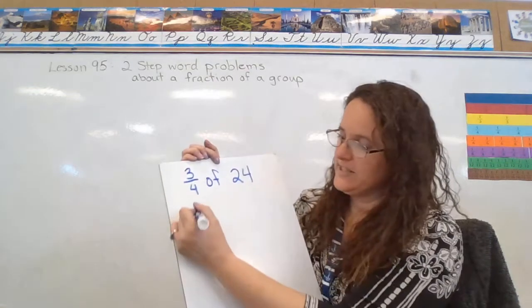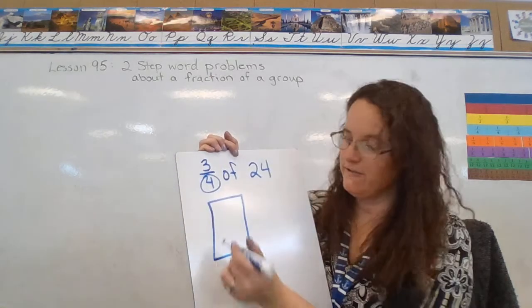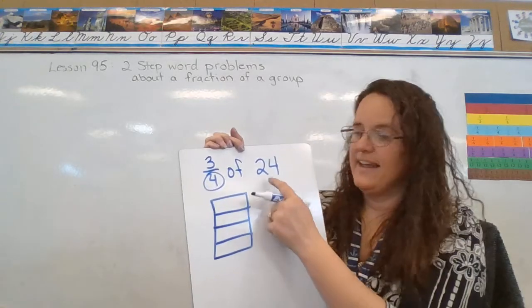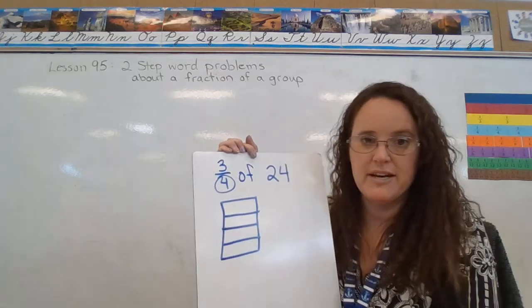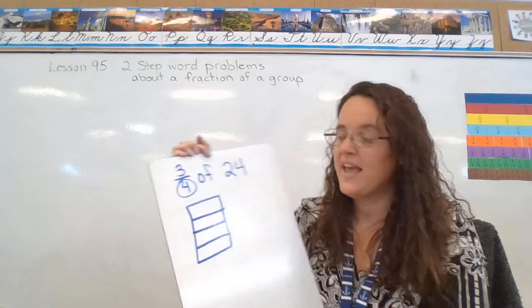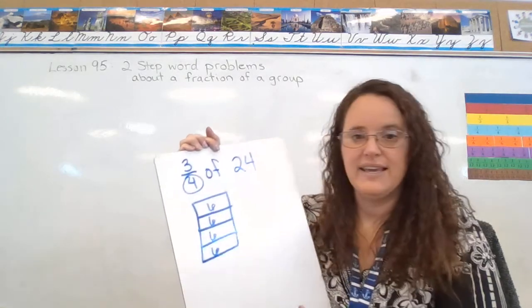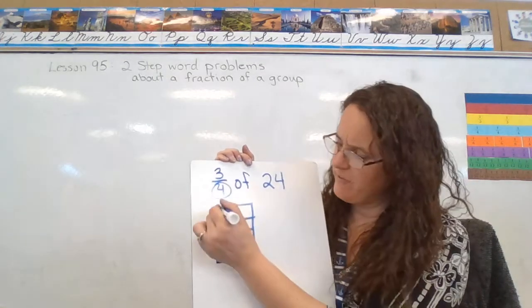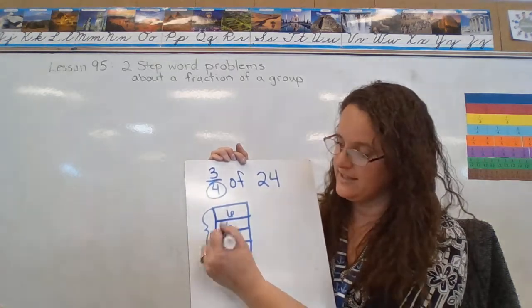All right, so we want to start out with a rectangle. I'm dividing it into 4 equal pieces. And then I have to split my 24 checkers evenly among these 4 pieces. So 24 divided by 4, that's going to be 6 checkers in each box. And now I need to know what is 3/4 of them. So I'm just going to count 3 boxes.